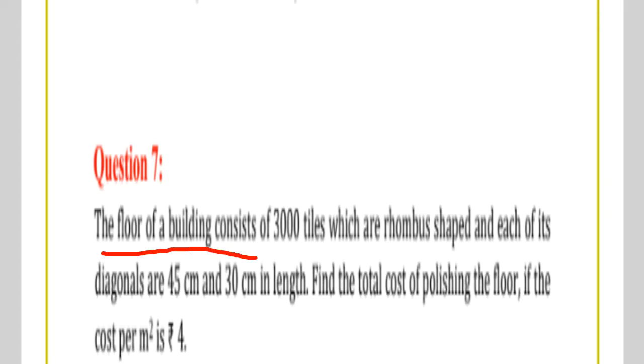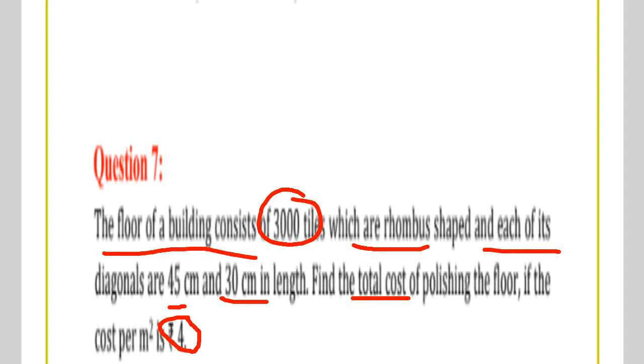The floor of a building consists of 3000 tiles, which are rhombus shaped, and each of its diagonals is 45 and 30 centimeters. Find the total cost of polishing the floor if the cost per meter square is 4 rupees. Rate of polishing per meter square is 4 rupees.